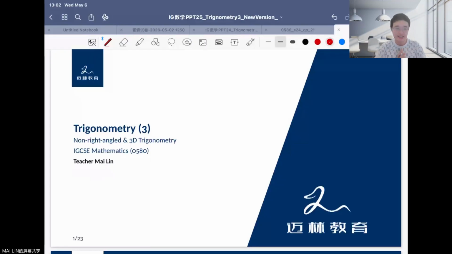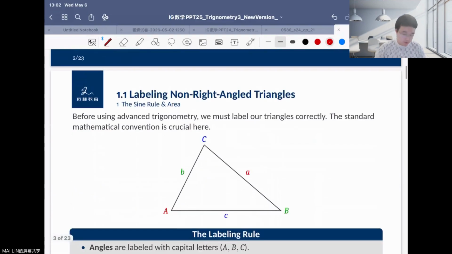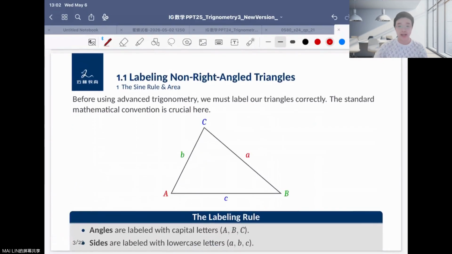Okay, hello guys. Today's topic is trigonometry 3, and we're just talking about the sine rule and the area. So let's move into the first part about labeling non-right-angle triangles.